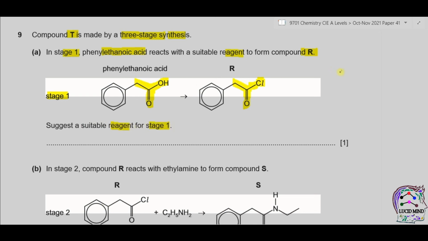In stage 1, we have converted carboxylic acid to acid chloride. So you can use either PCl3 or PCl5 or SOCl2. So write any one of these. We can write PCl5.